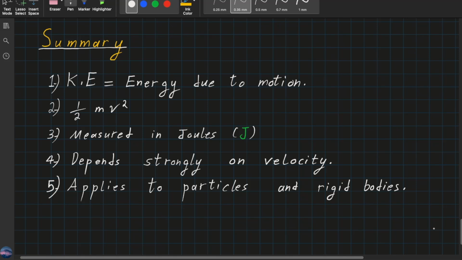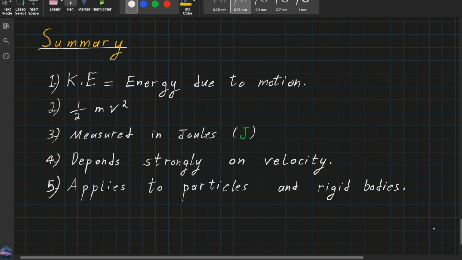The kinetic energy of a particle or of an object strongly depends on its velocity. So if you double the velocity, your kinetic energy is going to quadruple. So it's going to be 4 times the original kinetic energy. And we've learned that we can treat rigid bodies as point particles in order to simplify our calculations within physical systems.